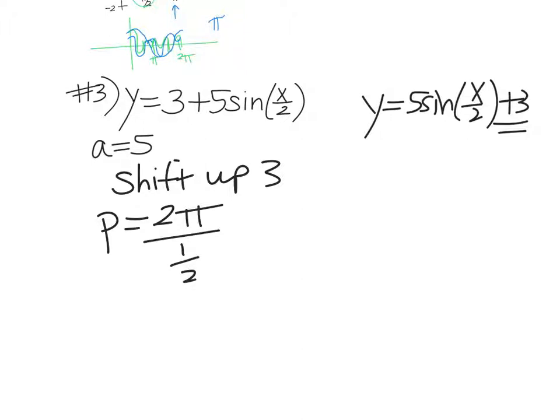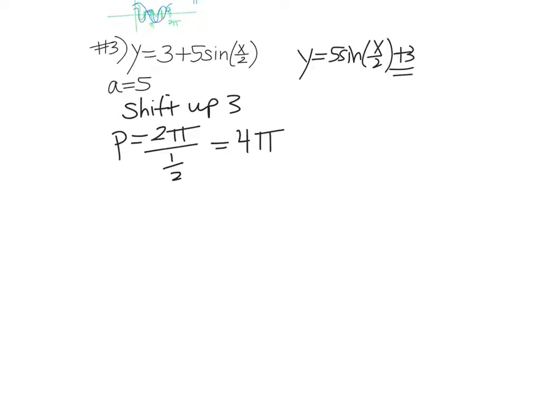b is not 2. We already did one with 2x. This is 1/2 of x. So yes, the period is 4 pi. So normally when a graph would go through the cycle in 2 pi, it's being stretched out so that the whole thing has to go through, and it takes 4 pi to go through one period. Whew, there's a lot going on in this one.